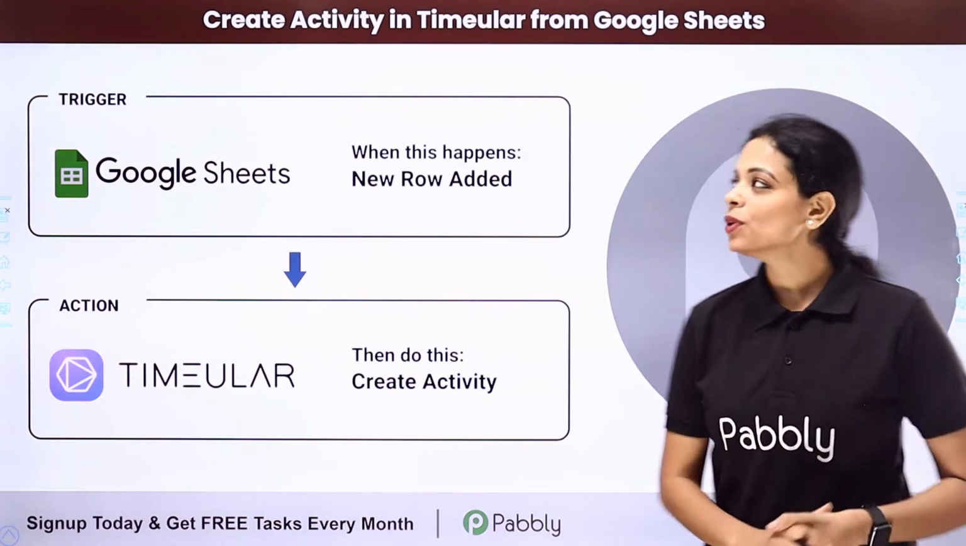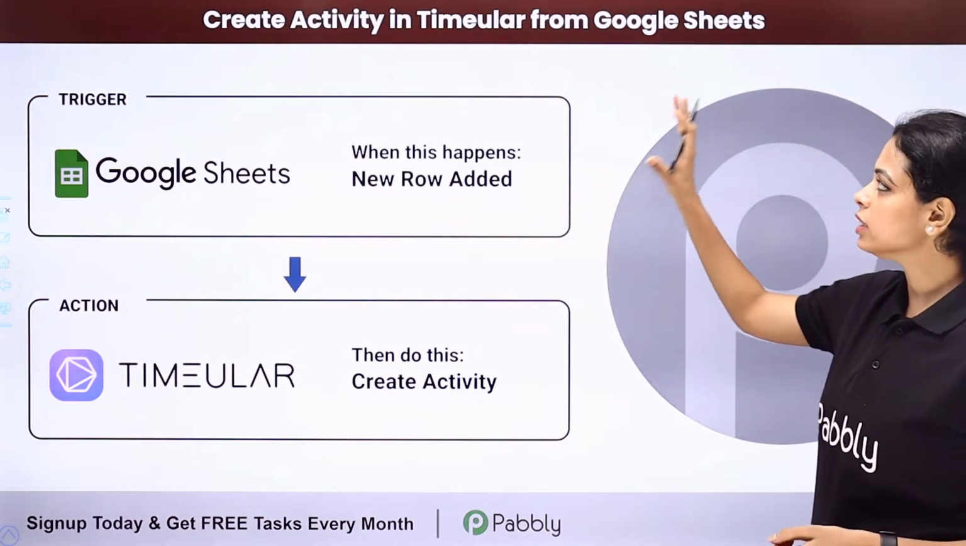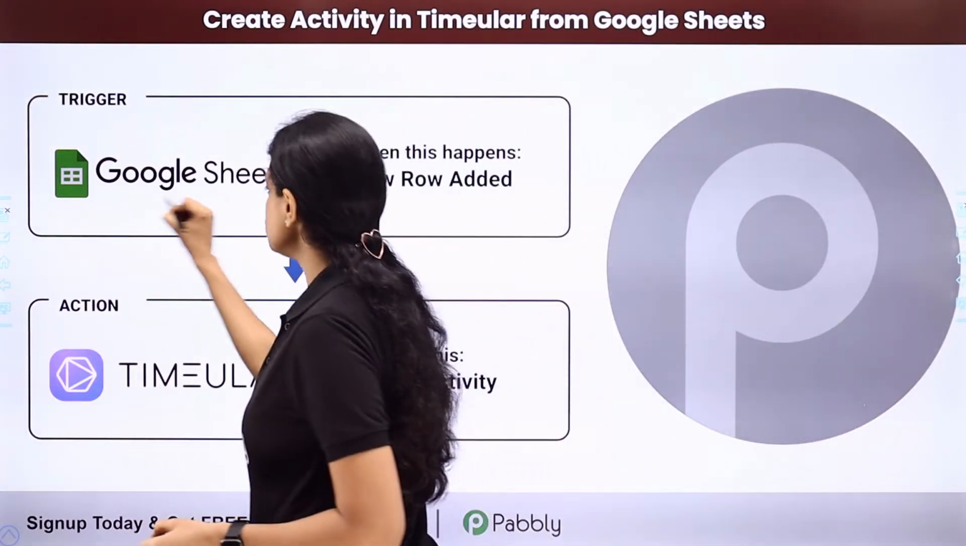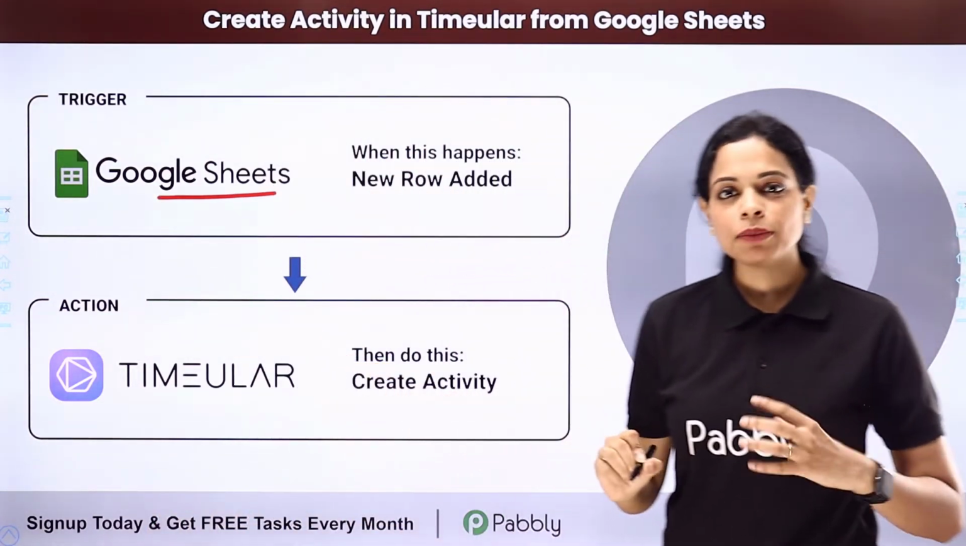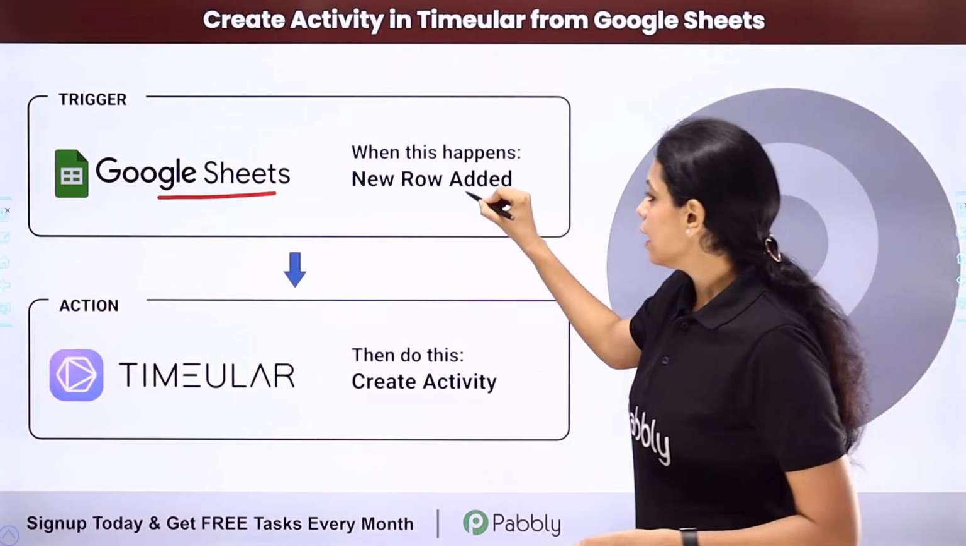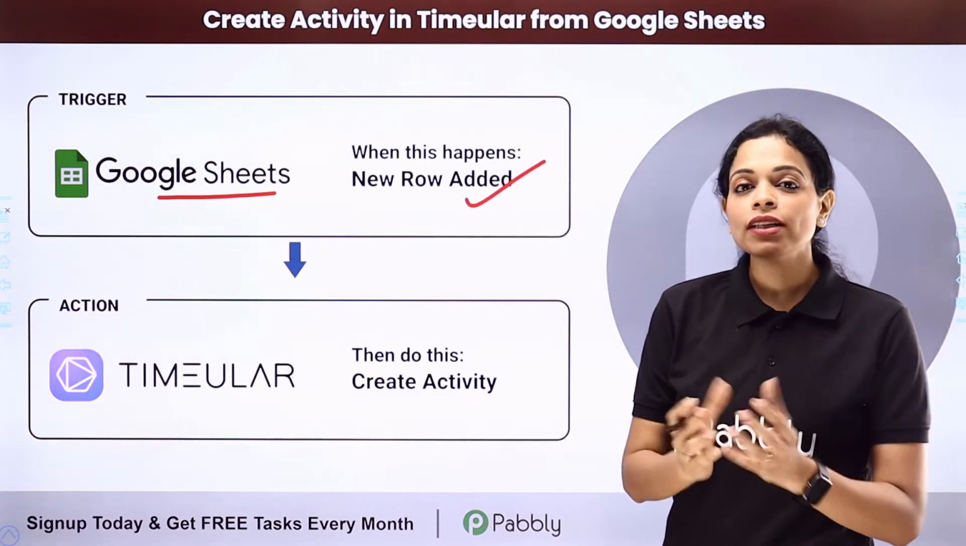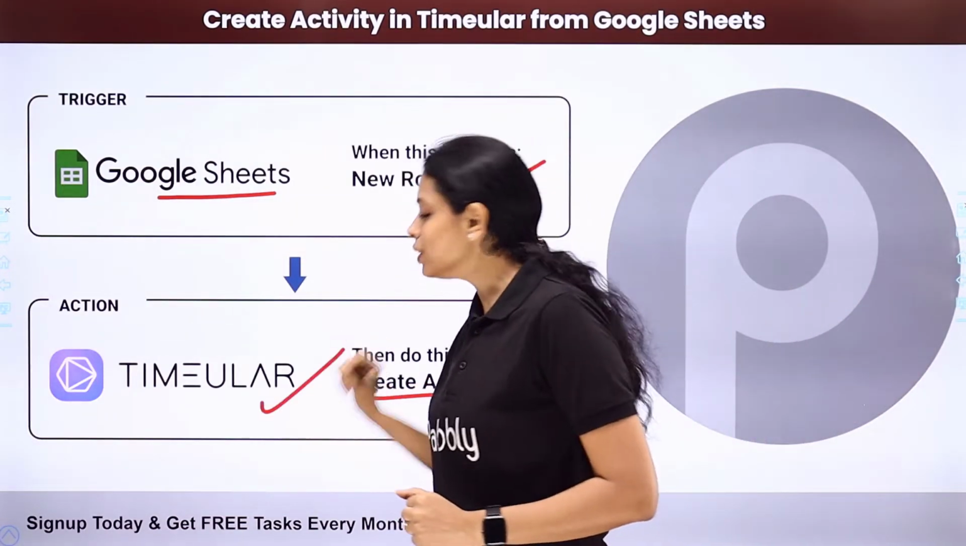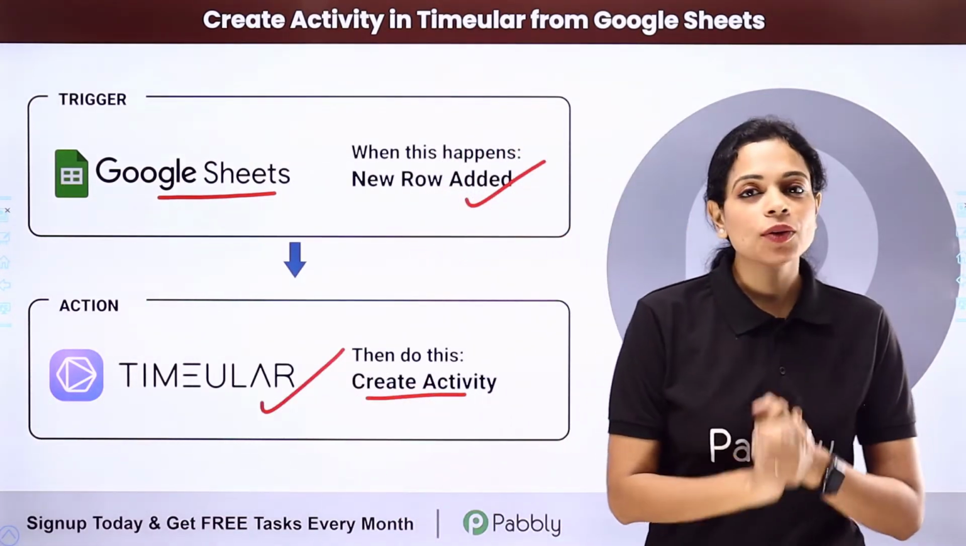In this video, we are going to see how to create activity in Timeular from Google Sheets. So let's say that you're using Google Sheets as a spreadsheet, and every time you have added some information as a new row, you want that with this information an activity should be created on Timeular, which is a time tracker. Now how can you do this?